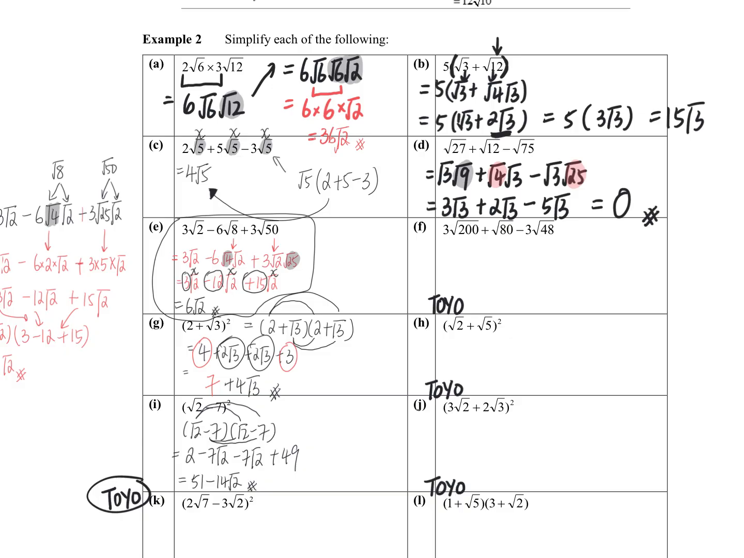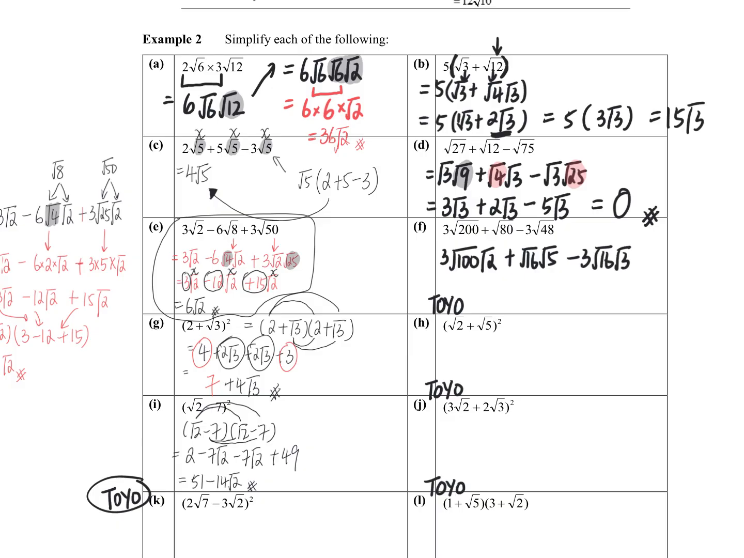3x plus 2x minus 5x is nothing. What about 200? How will you split? 25 can, but is there another number bigger? 100? 100. What about 80? Is there a perfect square? 16 and what? 5. Okay, what about 48? 16 and 3.